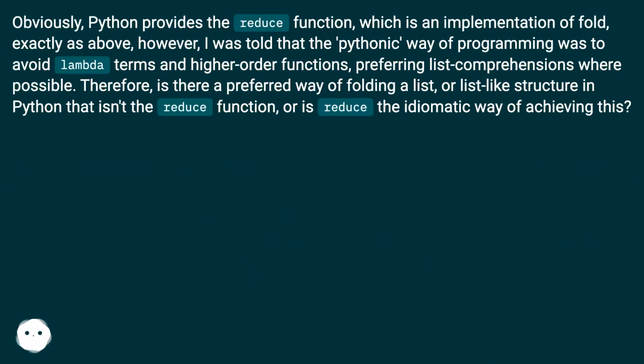Obviously, Python provides the reduce function, which is an implementation of fold, exactly as above. However, I was told that the Pythonic way of programming was to avoid lambda terms and higher-order functions, preferring list comprehensions where possible. Therefore, is there a preferred way of folding a list, or list-like structure in Python that isn't the reduce function, or is reduce the idiomatic way of achieving this?